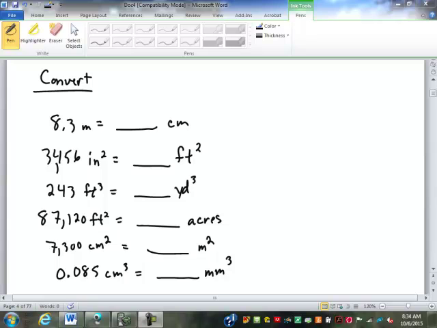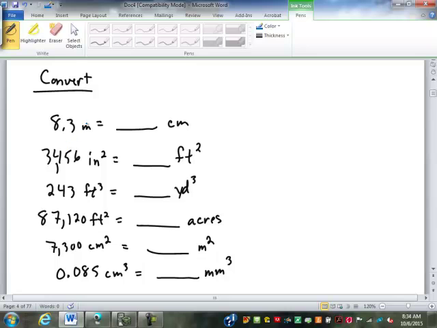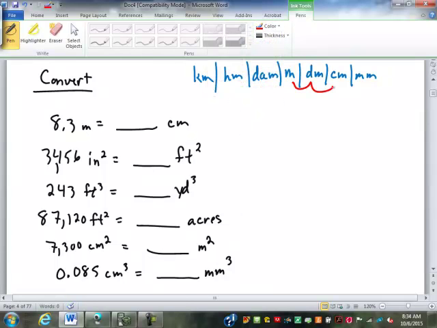So, a review of all of our conversions here. This first one, to get from 8.3 meters to centimeters. If you forgot your chart, it looks something like this. So meters to centimeters, we're moving 2 spots to the right, so my decimal point moves 2 spots to the right: 830 centimeters. That one wasn't so bad.